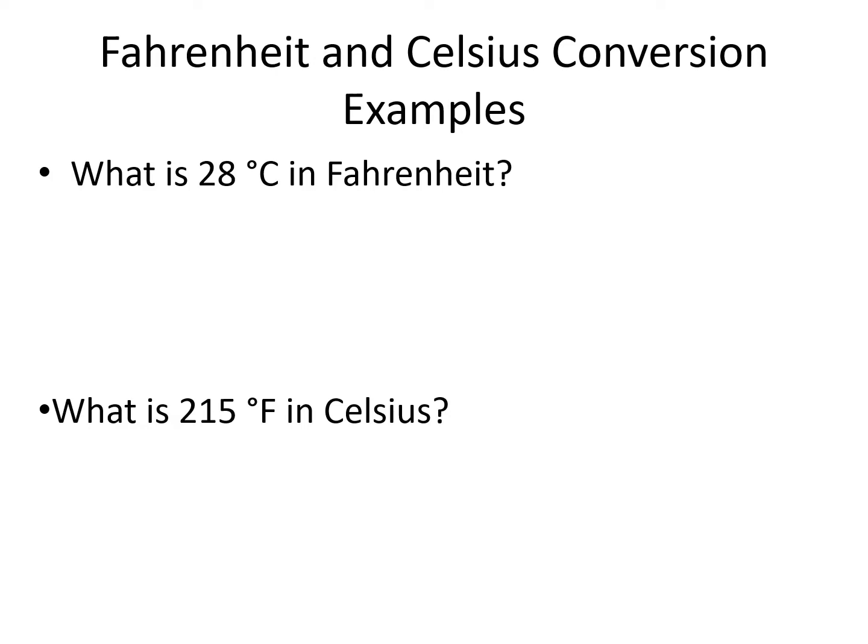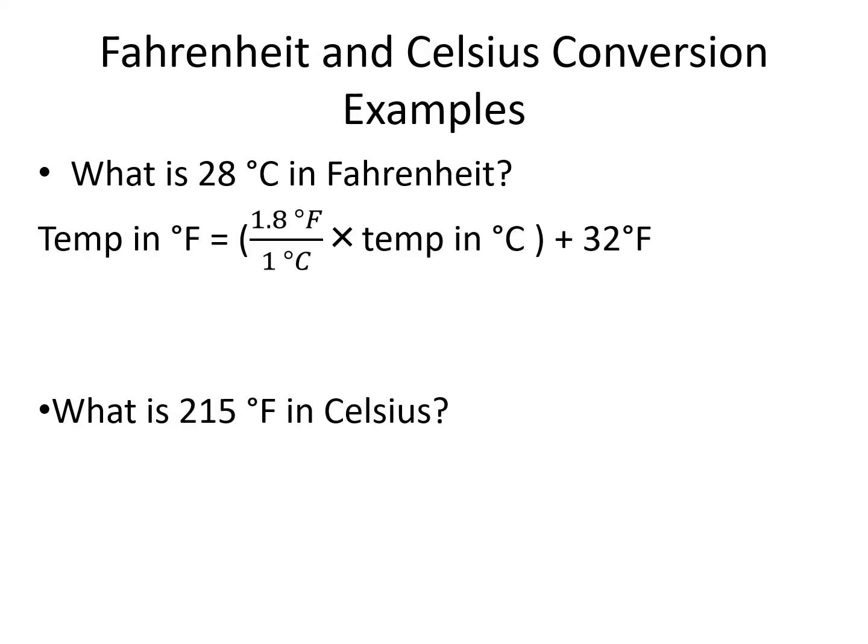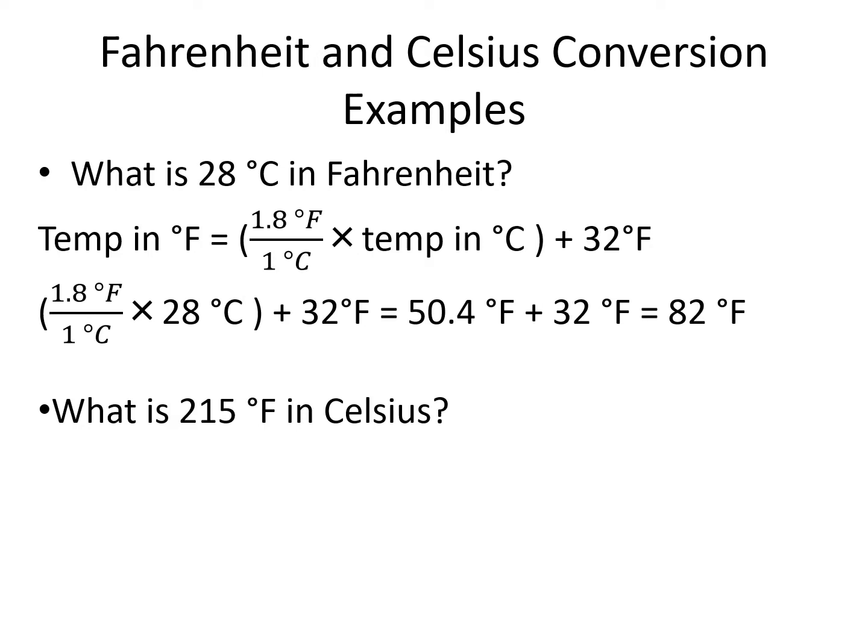In our first example, we are converting between Celsius and Fahrenheit. When we want to solve for Fahrenheit, we use our equation as is. We plug in our 28 degrees Celsius where the equation says temp in degrees Celsius. We do whatever is in the parentheses first, so we have 1.8 times 28, which gives us 50.4. After multiplying them together, we add 32 and come out with 82 degrees Fahrenheit.